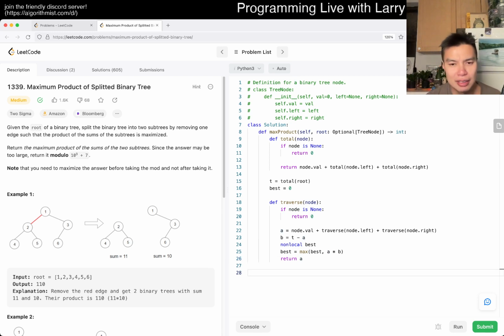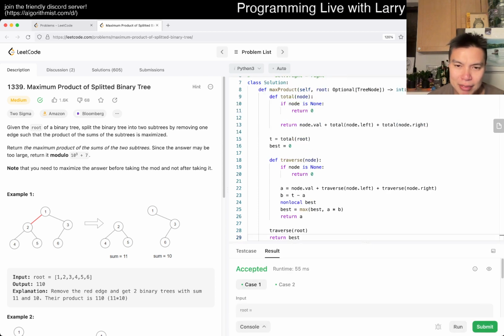And that's pretty much it. We return best at the very end after traversing from the root. I think in theory there is a case where B is 0, but this will return 0 anyway, so it doesn't change the answer. So we don't have to worry about it, I think. So let's give it a run. Let's give it a submit.